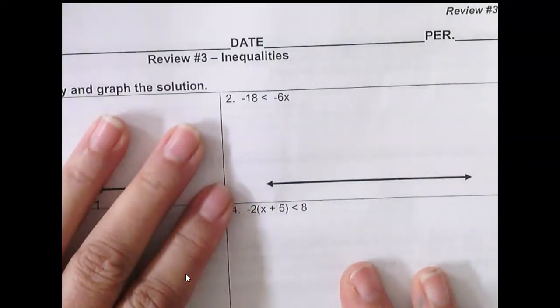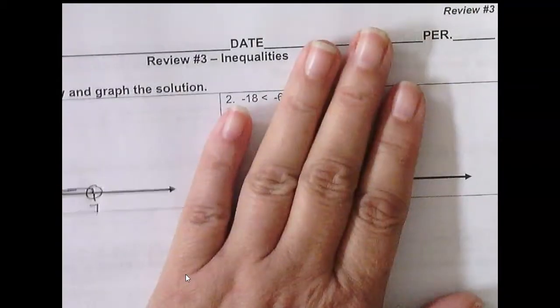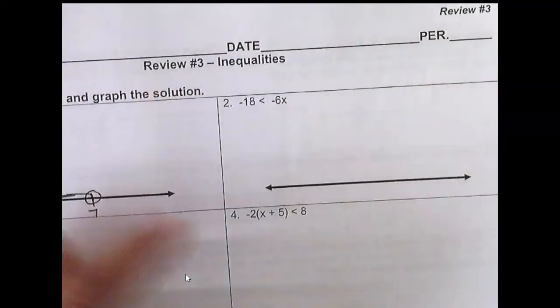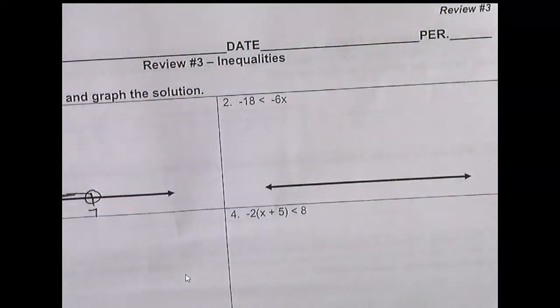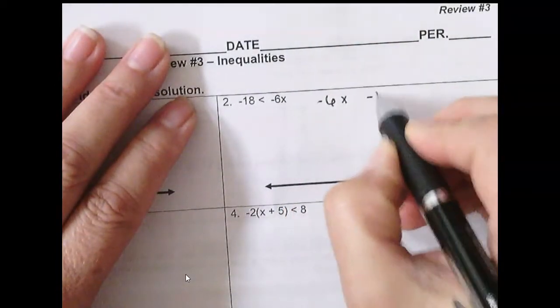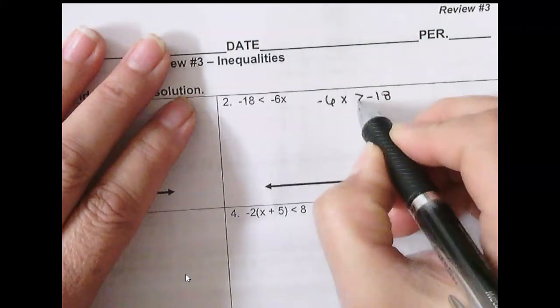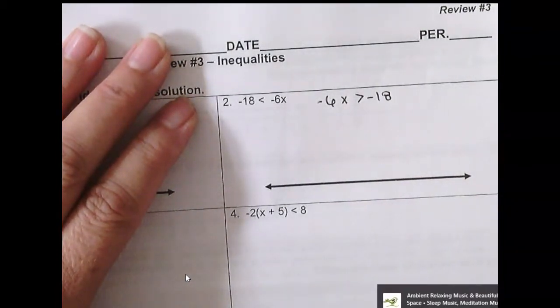Next one, question 2. For me, I like the variables on the left. We all know why. So I'm going to flip it. If you notice this little point is at 18, when you flip it, the little point's still at 18. So I'm going to have negative 6x, negative 18, and the open is still at negative 6.